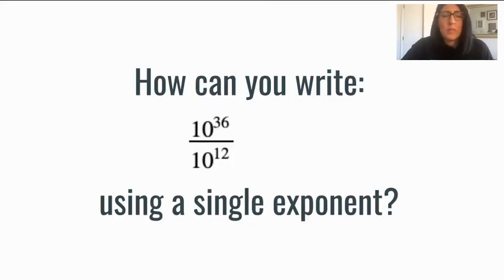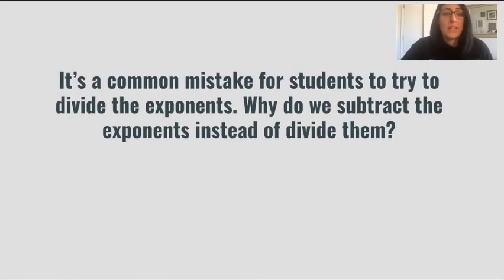So how can we write something like 10 to the 36th power over 10 to the 12th using a single exponent? So we have a rule now that we will subtract those exponents, and that would give us 10 to the 24th power. It's a common mistake for students to try to divide the exponents. Why do we subtract the exponents instead of dividing them?